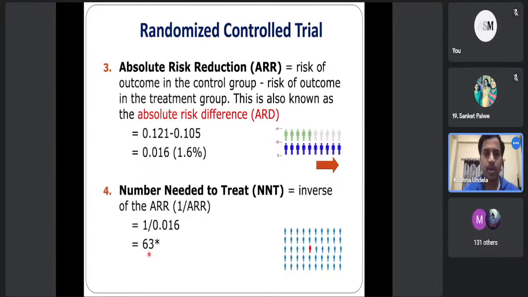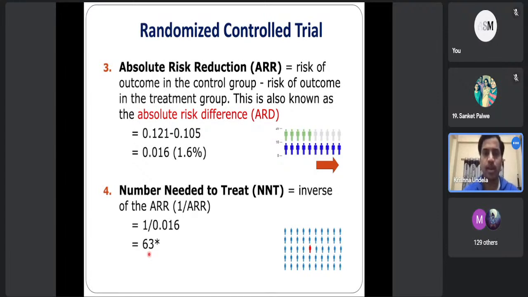I'm giving the example: by treating 20, if you prevent one person from getting the outcome, that's going to be much better than treating 63 and preventing one person, right? So in these kinds of cases, whenever the NNT is less, we can say that the drug is more efficacious. Remember that. So we calculate the NNT to understand how efficacious the drug is in comparison with the placebo. That's the reason we always have the risk-benefit analysis. For the risk-benefit analysis, usually we calculate the NNT, number needed to treat.